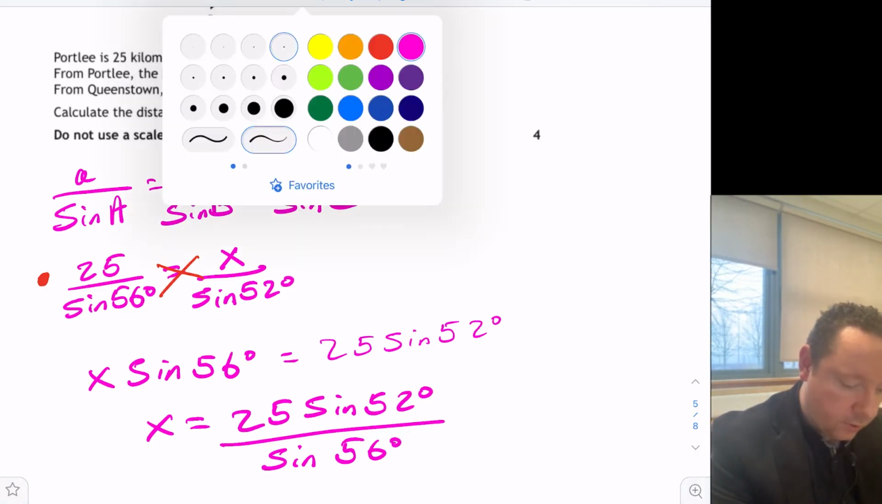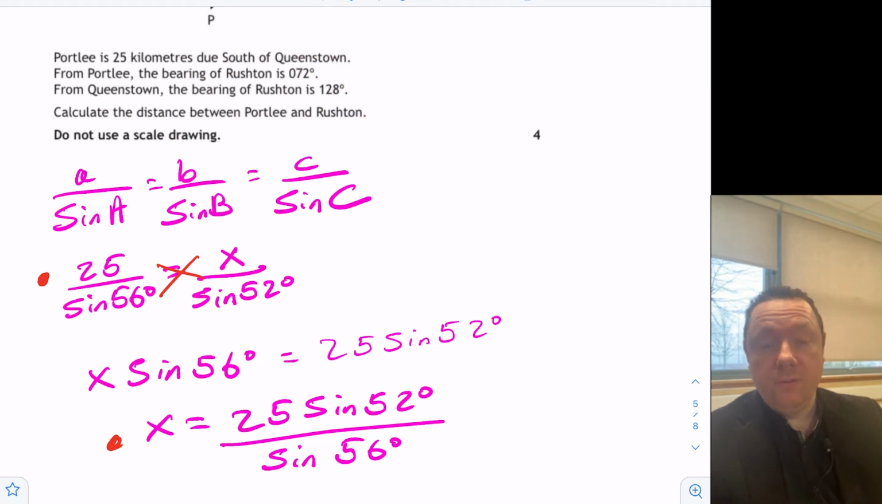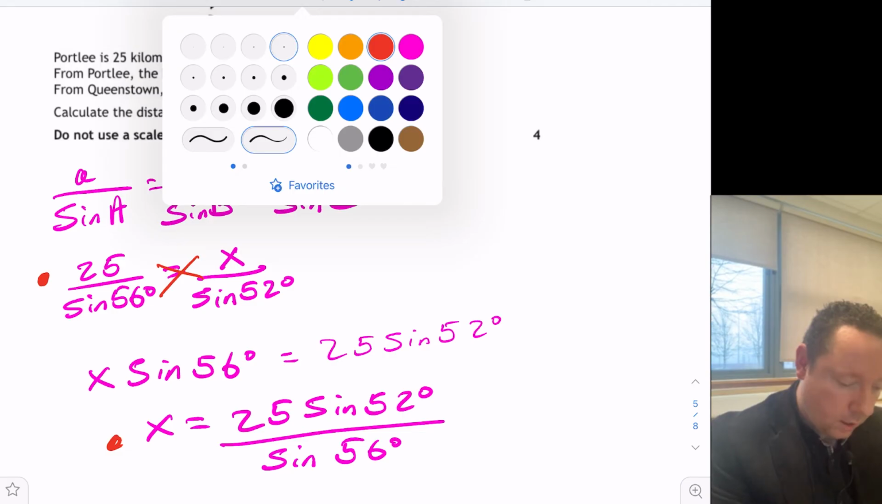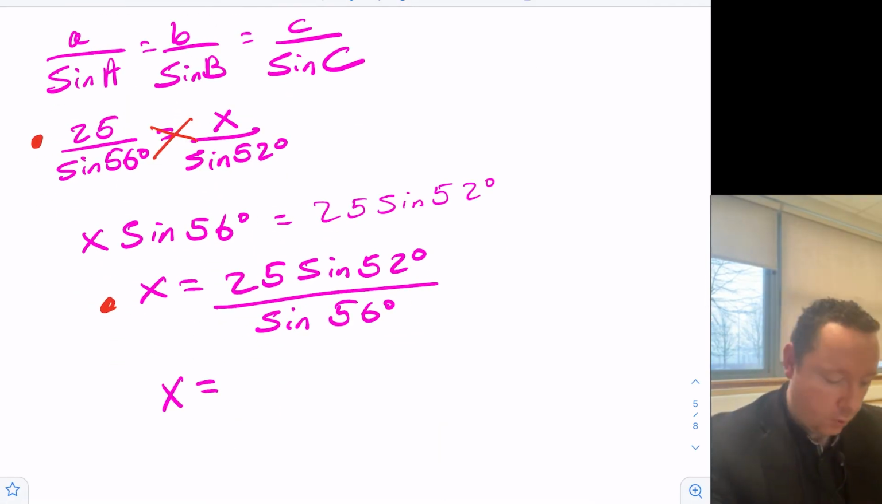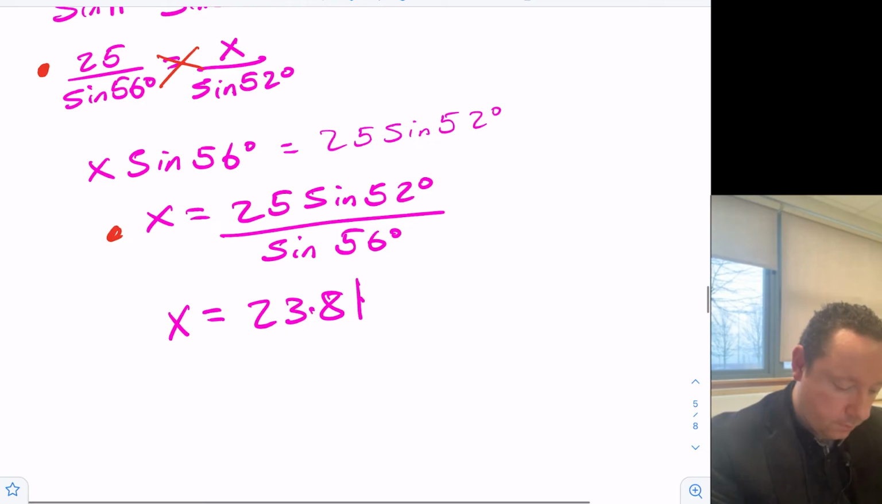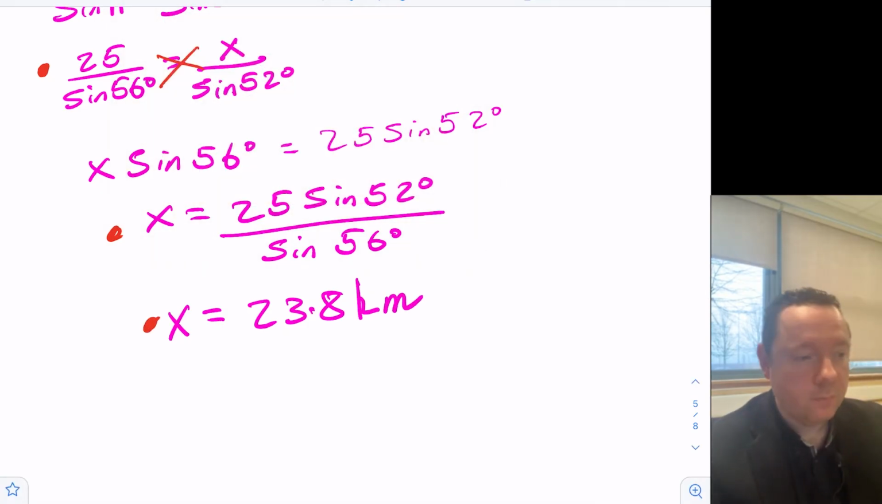You get a mark for correctly rearranging your formula to get your side. And then your final mark for calculating it. So it's just a calculator job now. 25 times sine 52, then divide by sine 56. X would equal 23.8. And the units were kilometres for your final mark there.